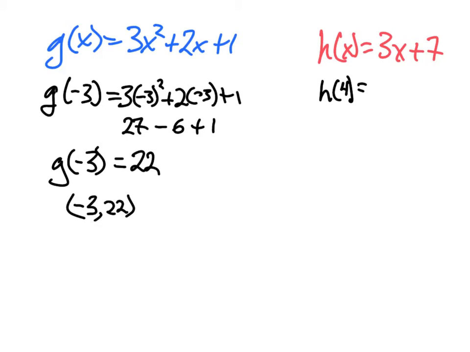So looking at h of 4, I have 3 times 4 plus 7. So I get 12 plus 7. So h of 4 is equal to 19. Hopefully you got that right.